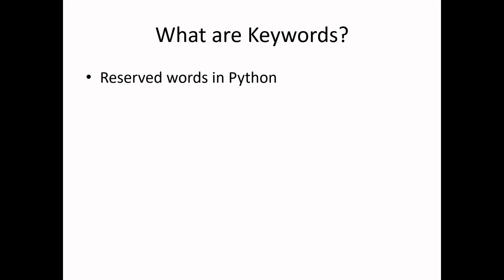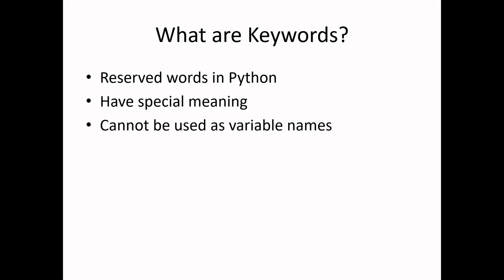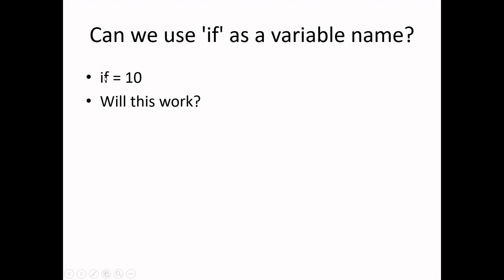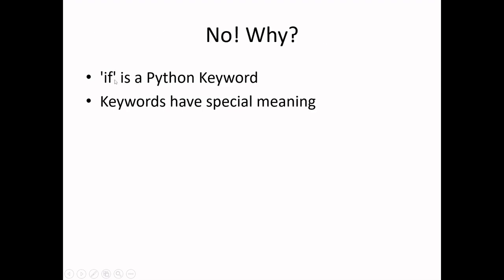So what are keywords? As I've said, they are reserved words in Python. That means they are reserved for a special purpose and cannot be used for general purpose. They have a special meaning, which means they can be used for specific purposes. For example, if you are finding the age of a person who is allowed to vote, what will you say? If a person's age is greater than 18. So what are you using here? If is a keyword. So it cannot be used as a variable name. Variable name means, as you have seen, this one: if equal to 10. It cannot be used as a variable name.